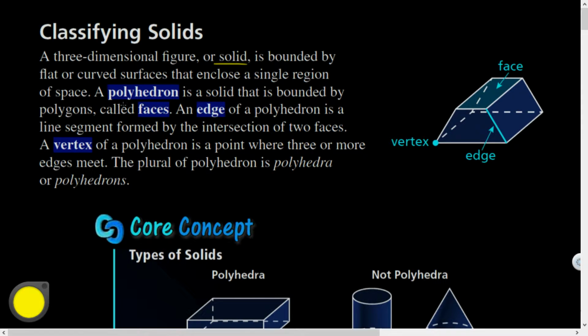A polyhedron is a solid that is bounded by polygons, called faces. So here's a face right there. An edge of a polyhedron is a line segment formed by the intersection of two faces. So here's an edge right there. And a vertex is the point at which edges meet, or multiple faces meet, like there. Three or more edges meet.